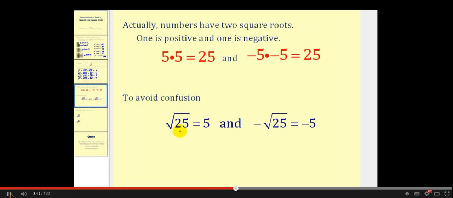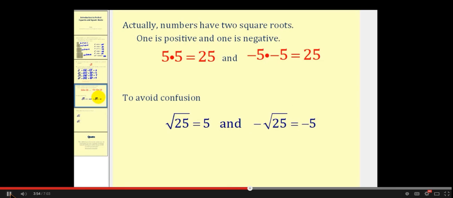called the principal square root. And if we want the negative square root of a number, we just put a negative in front of the square root. And this avoids confusion between which square root we're referring to. And you'll see this in my class. When I want the positive square root, you'll see the regular square root symbol. And when I want the negative square root, you'll see the negative sign in front of the square root sign.